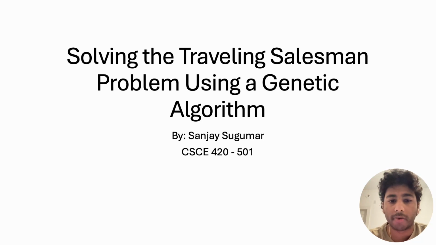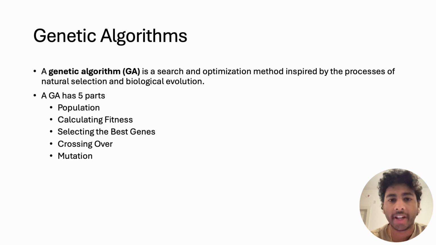Solving the Traveling Salesman Problem Using a Genetic Algorithm by Sanjaysugumar. A genetic algorithm is a search and optimization method inspired by the processes of natural selection and biological evolution. The genetic algorithm has 5 components: population, calculating fitness, selecting the best genes, and crossing over and mutation.